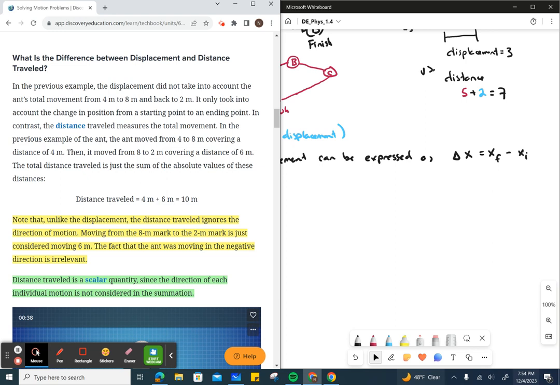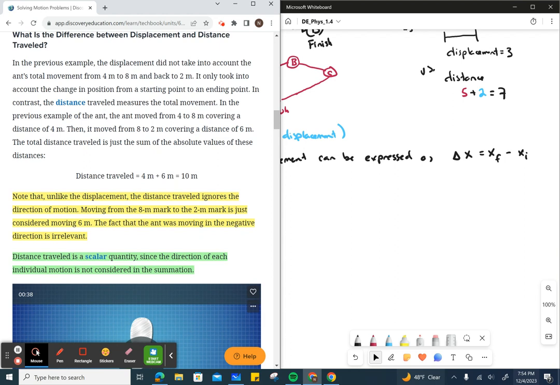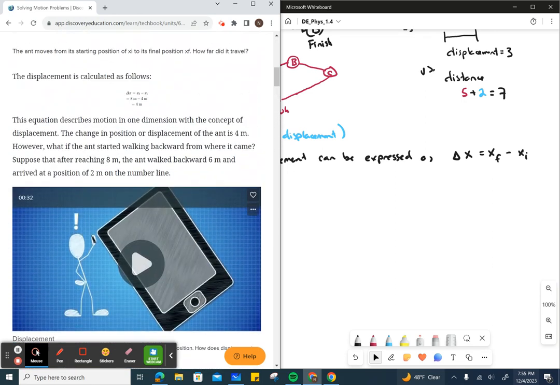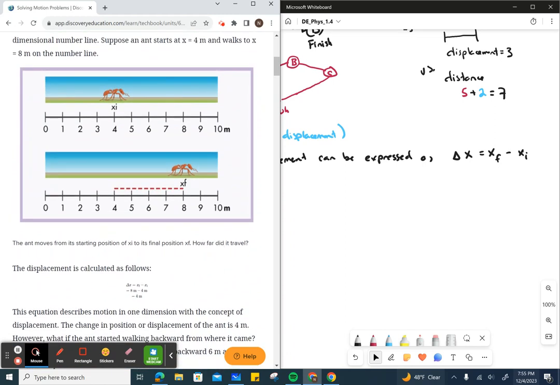And it's worth paying attention to the details in the text. Note that unlike the displacement, the distance traveled ignores the direction of motion. Moving from the 8 mark to the 2 mark on the number line is just considered moving 6 meters. The fact that the ant was moving in the negative direction is irrelevant. So they're referring to this whole thing with this ant moving on the number line. Okay.